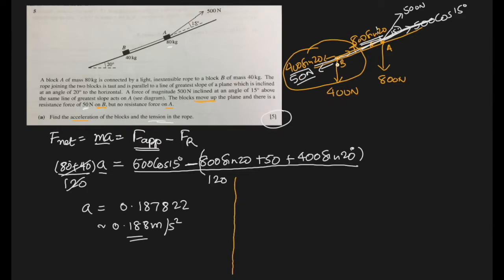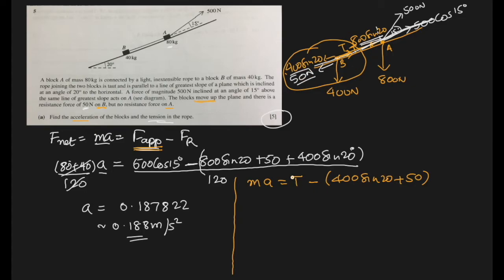So the body is moving upwards, right? That means the force upwards is stronger. And what is the force upwards on this body? Tension is the force which is upwards. So in place of force applied, we will use tension in this case. So MA equals T minus, what are the opposing forces? These two: 400 sine 20 and 50 newtons, which is the resistive force.